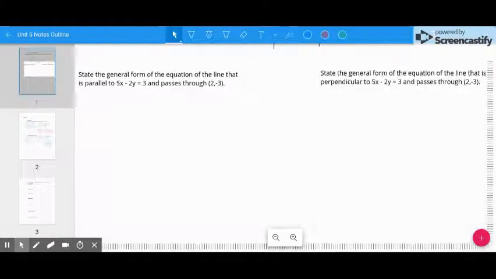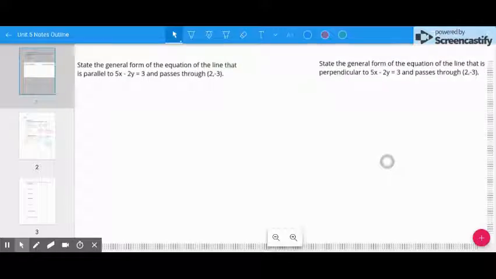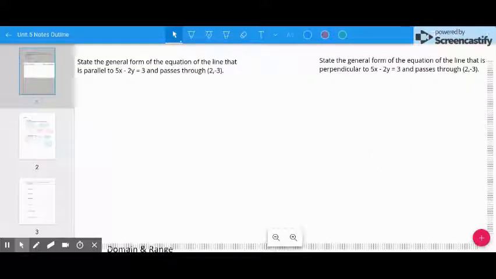Now, our next two examples are asking us to state the general form of an equation given a line that was parallel on the left and perpendicular on the right. So we'll work with both of those concepts. First, for the one on the left, we're writing the equation of the line that's parallel to 5x minus 2y equals 3, given the point 2, -3 on the new line. Remember from the front of the packet that parallel slopes are the same. So I want to identify the slope, and then we'll reuse that to find the new line.